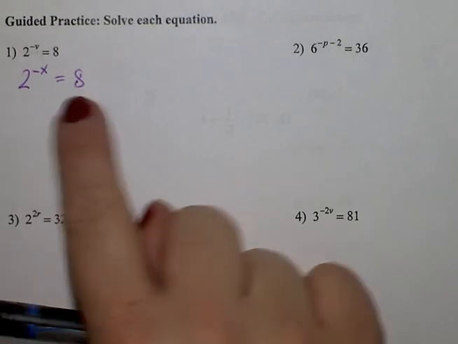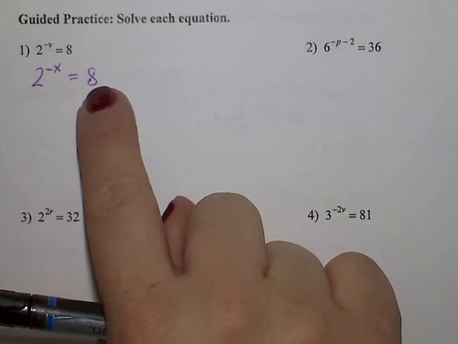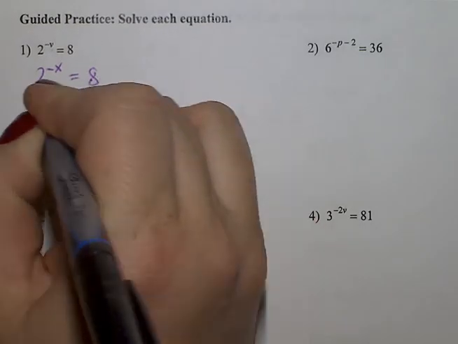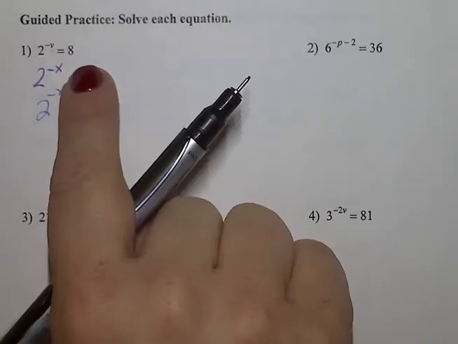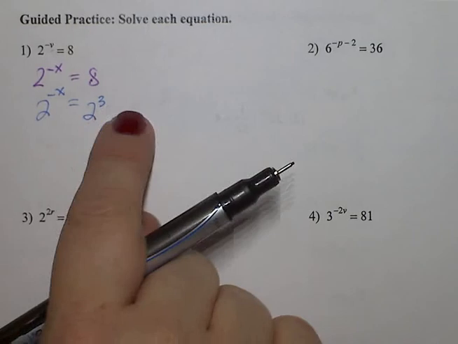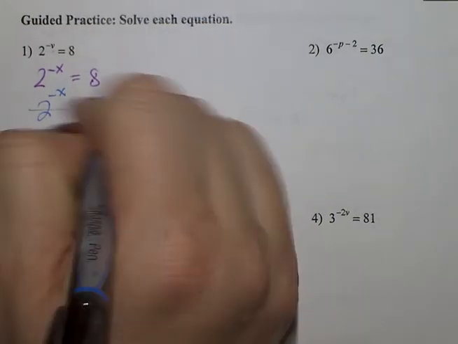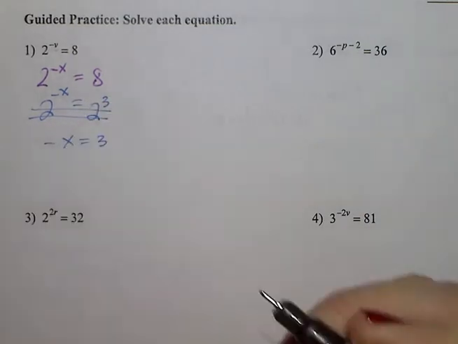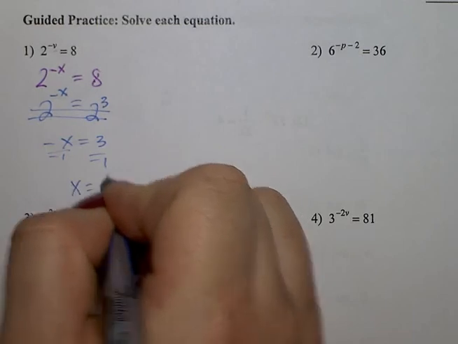If I switch 8 and turn it into a form that has 2 on the bottom, it would turn into 2 to the third. Hopefully at this point you recognize that 2 to the third is the same as 8, correct? When the bases are the same, just like when we had the denominators the same in rational equations, we cancel out the bases and we solve the tops. So I divide by -1, divide by -1, x equals -3. This problem is done.